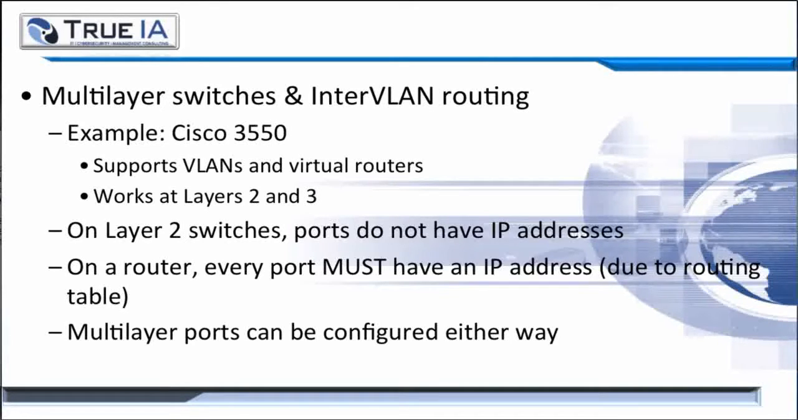So with these multi-layer switches and inter-VLAN routing, on layer 2 is where the switching is actually happening. The ports don't have an IP address. It's the router module with each port that must have an IP address. And if you're using a multi-layer switch like a Cisco 3550, the multi-layer ports can be configured to operate in either mode, either with layer 2 or with layer 3.